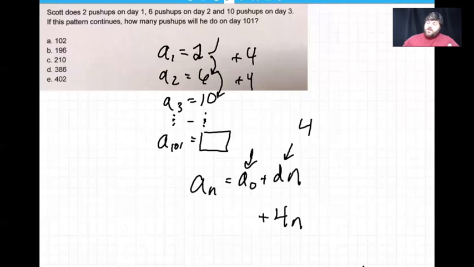Well, where does it start? Go back in time, right? What would day 0 be? Well, if we go back in time, we're subtracting 4. So take away 4 from 2, you get negative 2. So this is actually the formula. Negative 2 plus 4 times n.